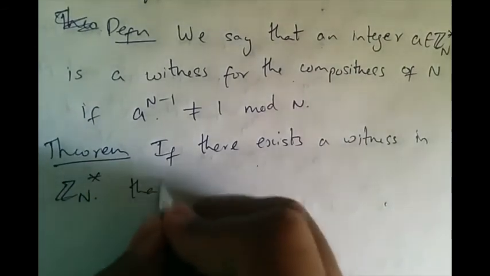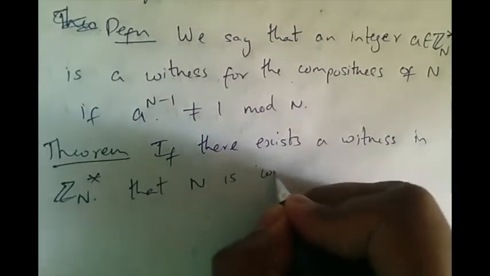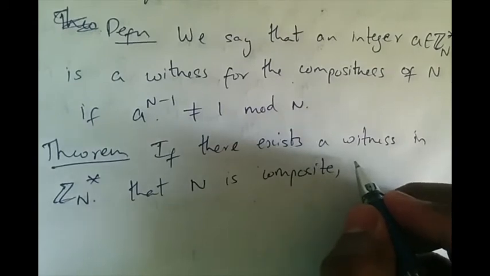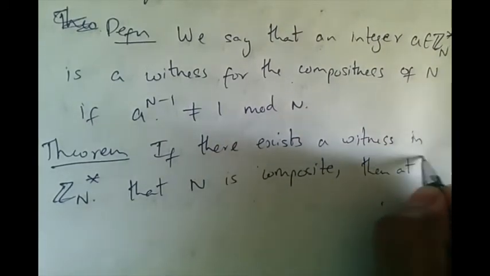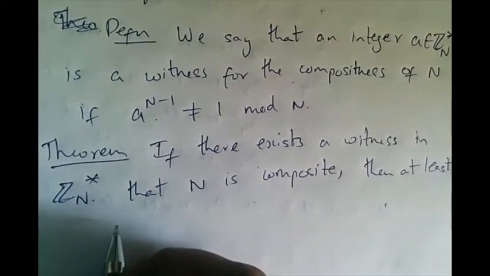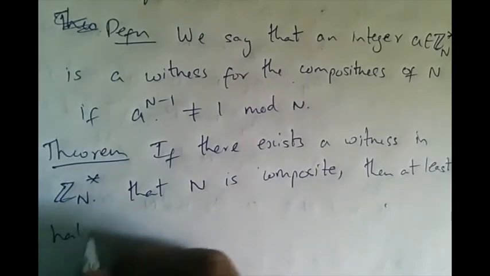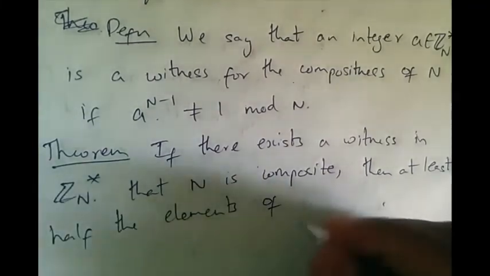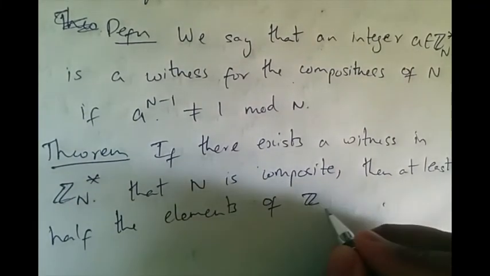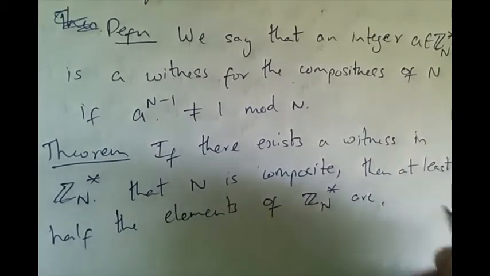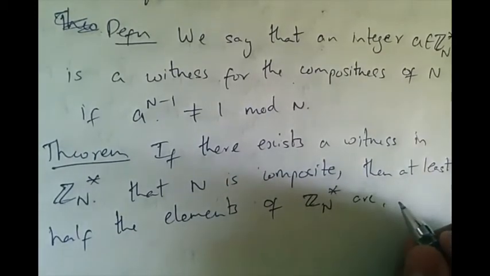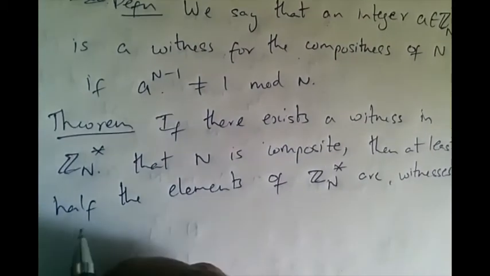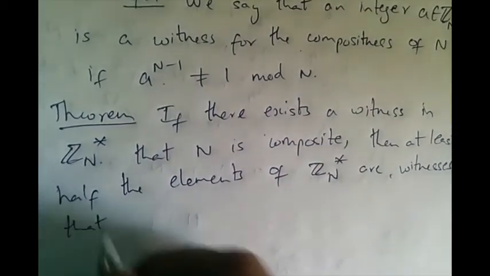That n is composite, then at least half the elements of Zn star are witnesses that n is composite.